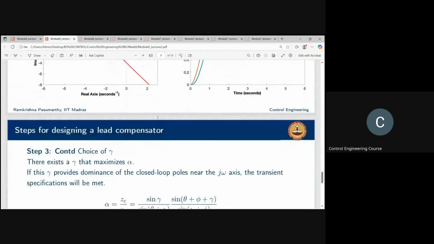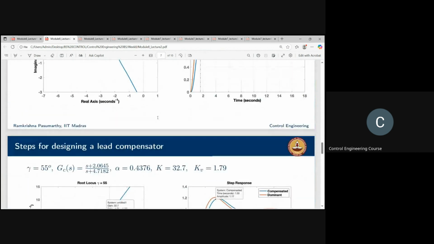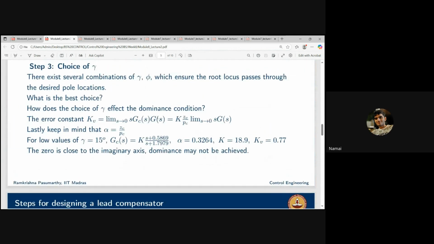So now you tweak that to control the steady state error. This is K into ZC by PC. That is your error constant. This is another equation that you have in mind. You have three design parameters. One constraint is provided by the steady state error specification. Another constraint is provided by the transient SD. The root locus should pass through SD. That gives you one more constraint.